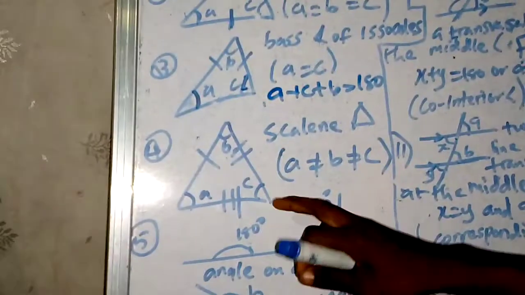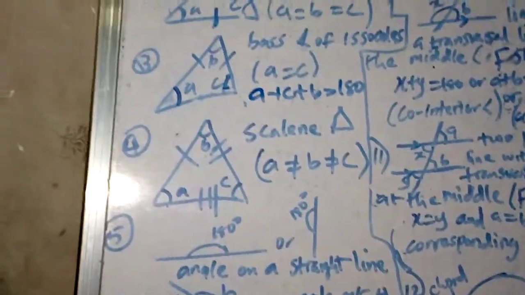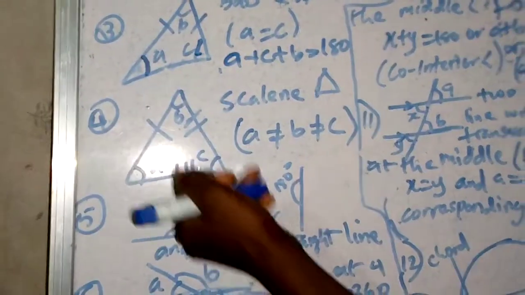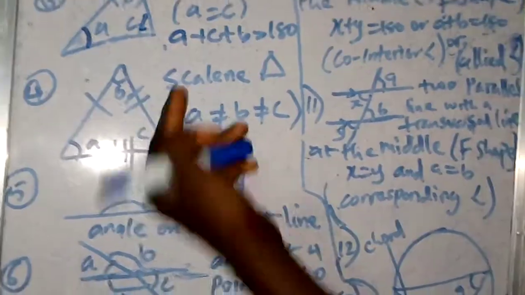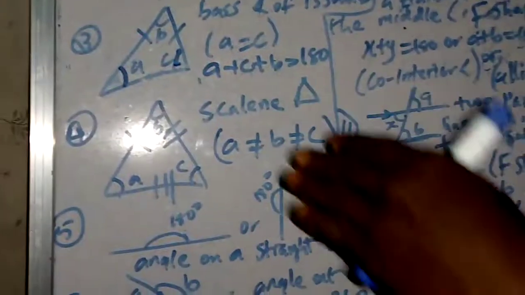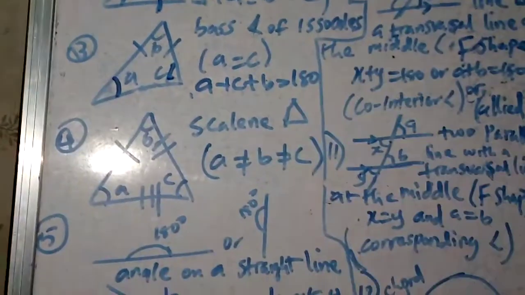Now moving to the fourth reason. The fourth reason says, looking at this sign, three parallel lines on this side, one on this side, and two on this, this is telling us that all sides are not equal. That is, A is not equal to B, B is not equal to C, and A is not equal to C also.